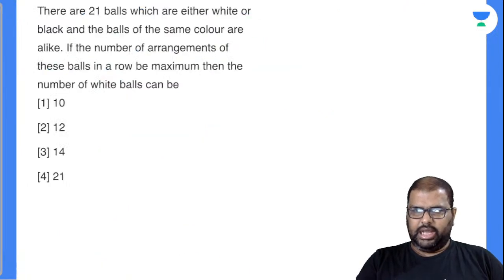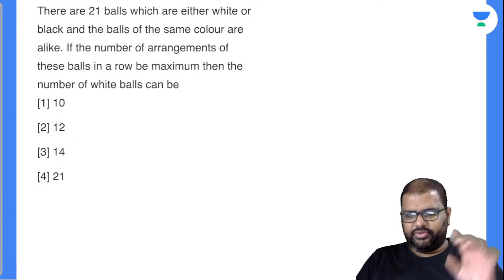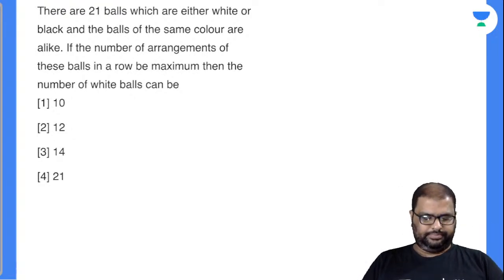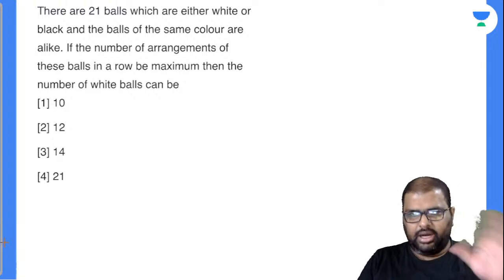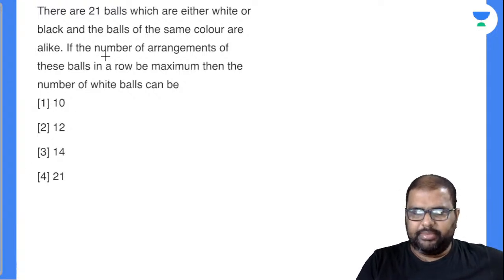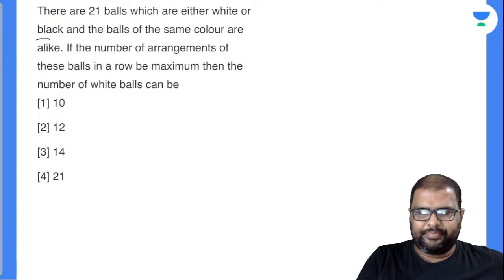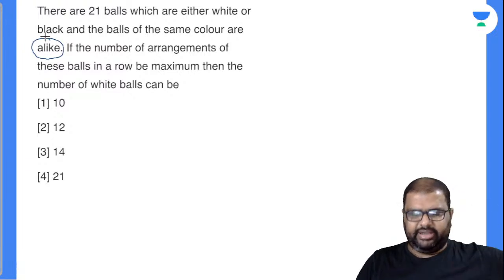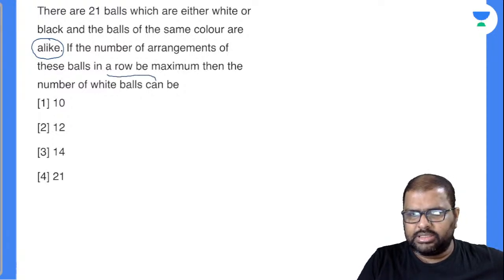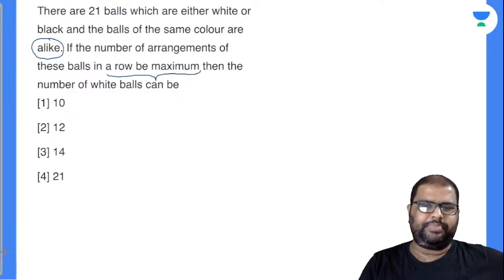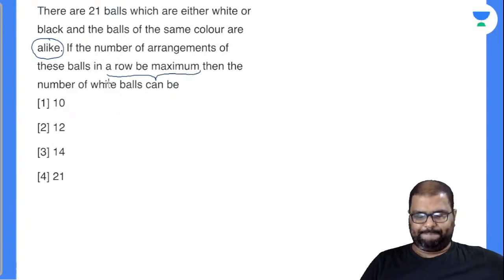Applicative part. I'll solve 2 questions, and for a similar type of question I'll give you time to solve. Okay, come to this question. There are 21 balls which are either white or black, and the balls of the same color are alike. Alike means same, there is no difference: same texture, same color, same size, same weight, all these things. If the number of arrangements of these balls in a row is to be maximum, then the number of white balls is.